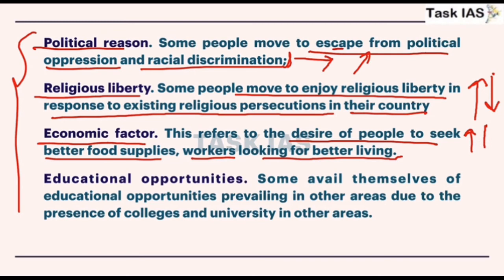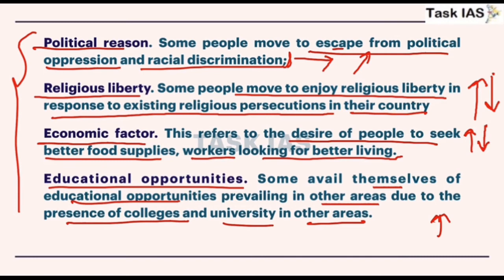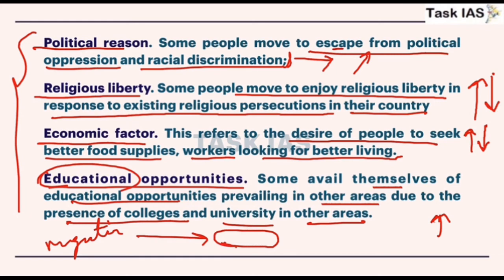Now educational opportunities: some avail themselves of educational opportunities prevailing in other areas due to the presence of colleges and universities there. So you can think that if someone has got a good education system, then it is one of the most important ladders in social mobility, and people generally migrate to other areas to get the benefits of education or occupation. That migration is also sometimes related to their hope and expectation of better social mobility opportunities in other areas. For example, lower caste people who are suffering a lot from untouchability or discrimination in their villages go for migration into cities or urban areas, where they will have more equitable treatment. So that provides some kind of social mobility to them.